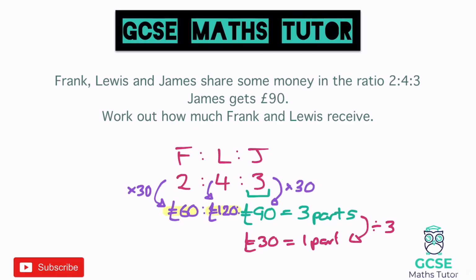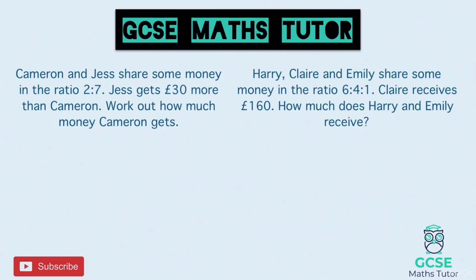Okay, so there's a couple of questions for you to have a go at, and here they are. Okay, so there's 2 questions here. One on the left there where you've got Jess gets £30 more, so you've got that difference between them, and one on the right here where it tells us that Claire receives a certain amount, so it tells you actually which one of those numbers it actually refers to. So have a go at these 2 questions, pause the video there, and we'll go over the answers in a sec.